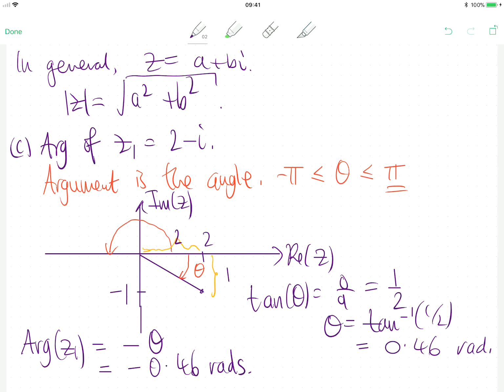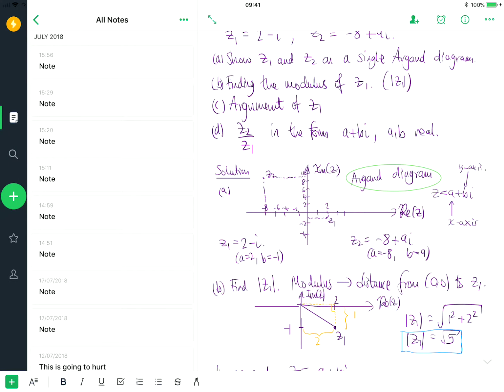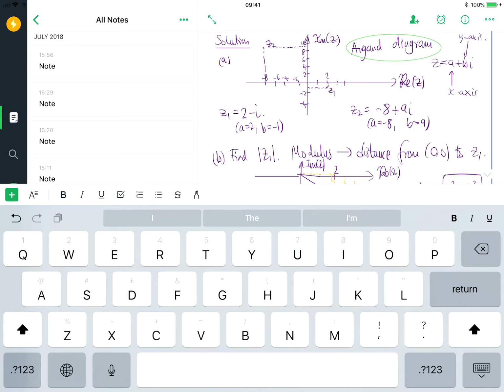That is how you calculate the argument of some complex number. And this process is very similar if you take different complex numbers. Very, very similar process, taking care of the possible range of values, always using a positive value for the angle in your picture, and then remembering to change it if necessary in your final answer. Okay, one more thing left to do, a little bit of division. This is part D.